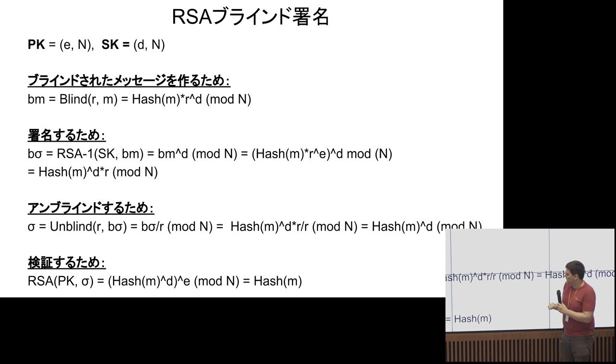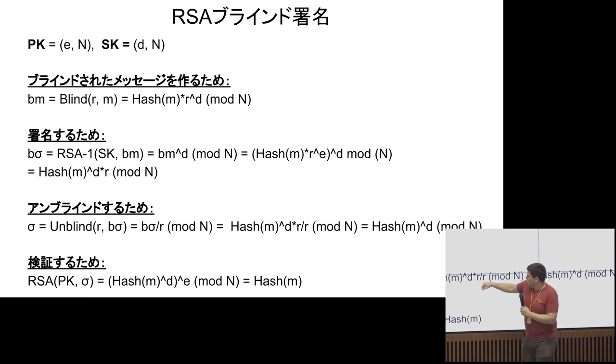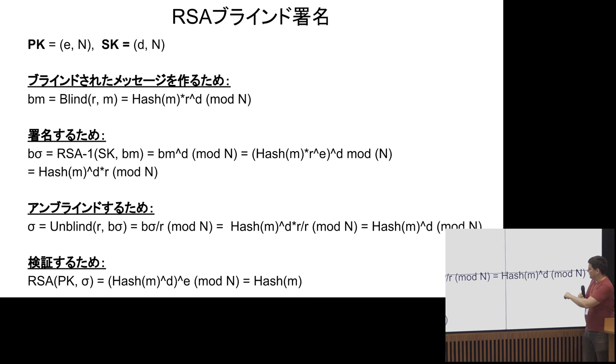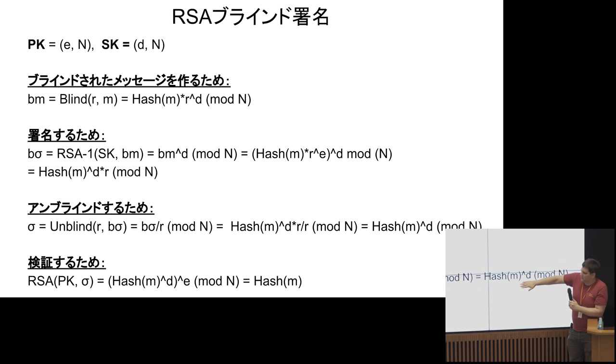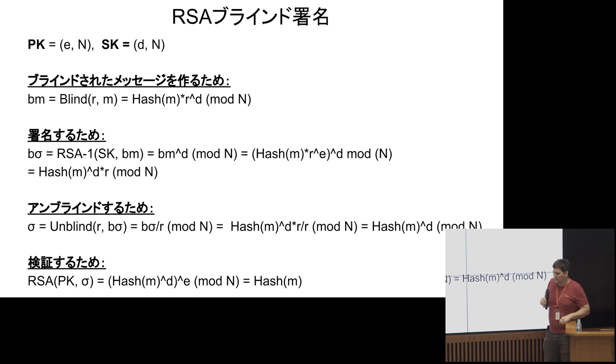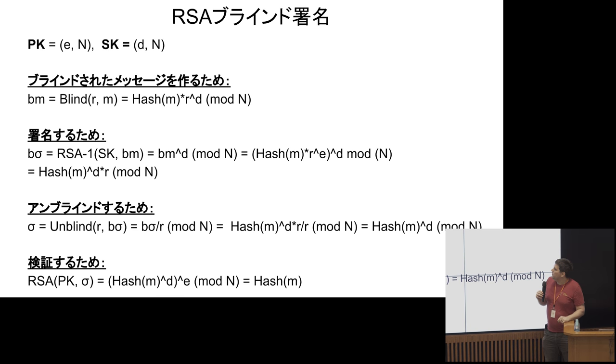And then to unblind, you divide by R, and since it's just the hash of M to the D times R divided by R, this cancels out, and you end up with the hash of M raised to the D mod N, which you'll recognize as the signature. Does anyone have any questions on this?